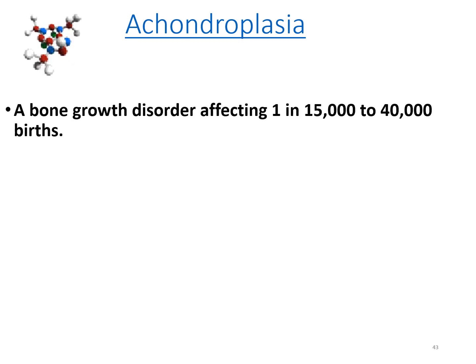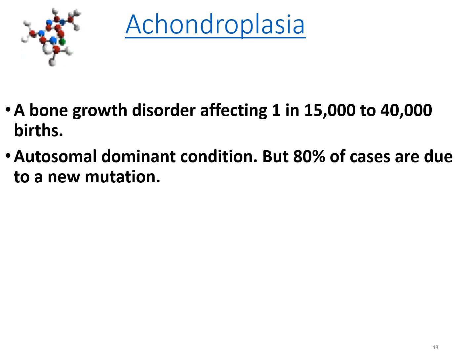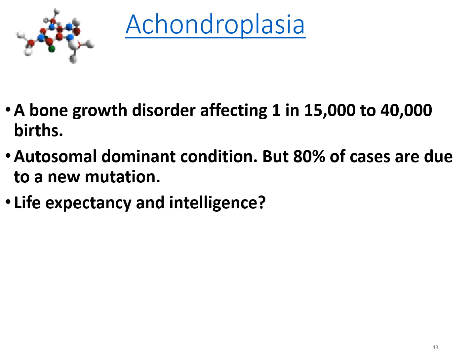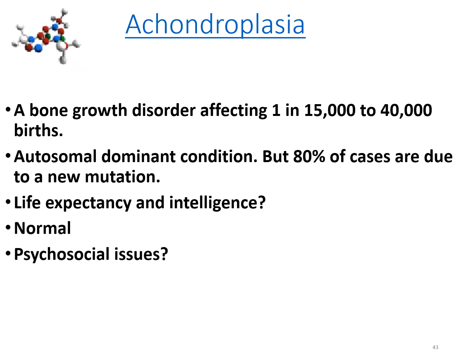Achondroplasia. All right, this is a bone growth disorder affecting 1 in 15,000 to 1 in 40,000 births. It's an autosomal dominant condition, but 80% of cases are due to a brand new mutation, so they're just unexpected, they just happen. What is the life expectancy and intelligence of patients with achondroplasia? It is completely normal.